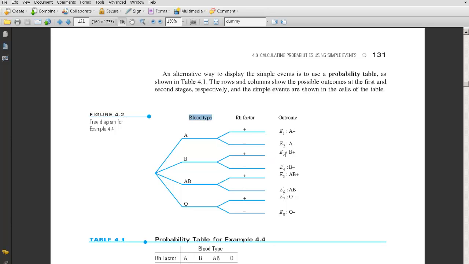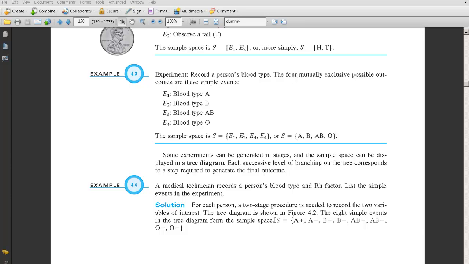And so this tree diagram can help us to write out these different possibilities, or different outcomes, or different simple events. So here they are, and we can also write it like this, right? The sample space looks like this. There are 8 elements in it.